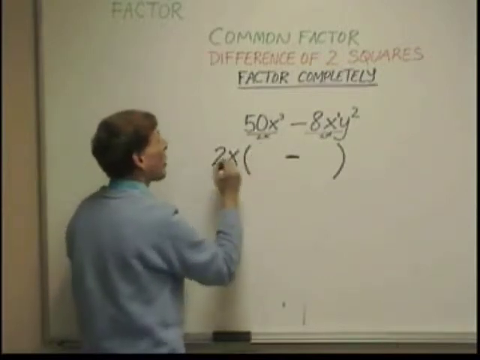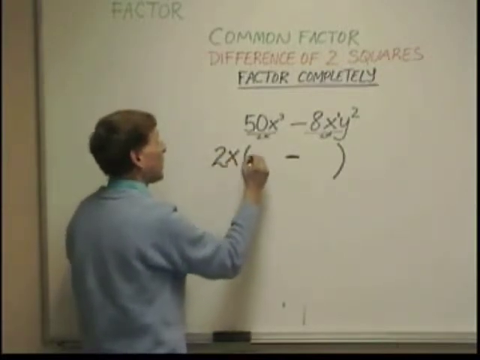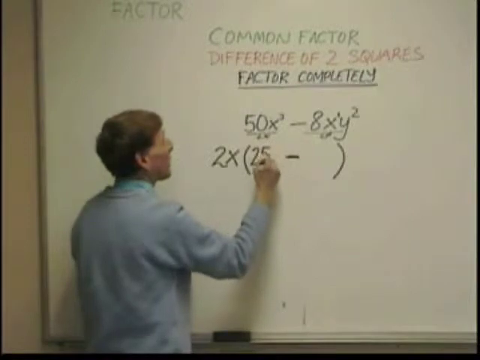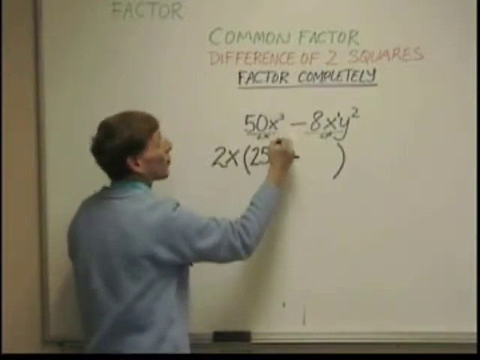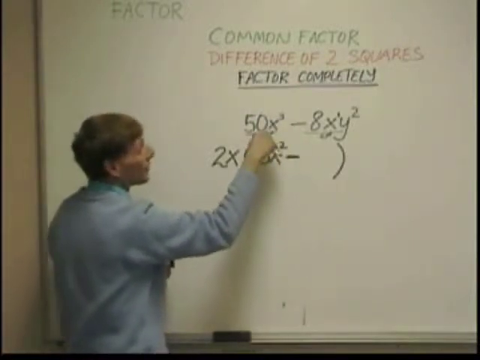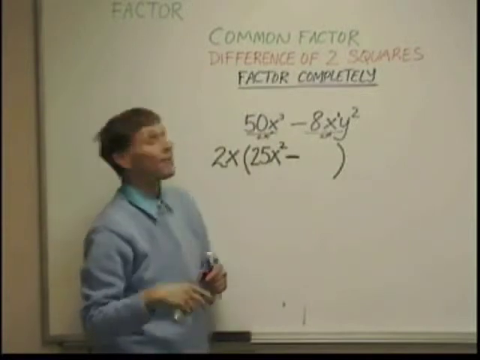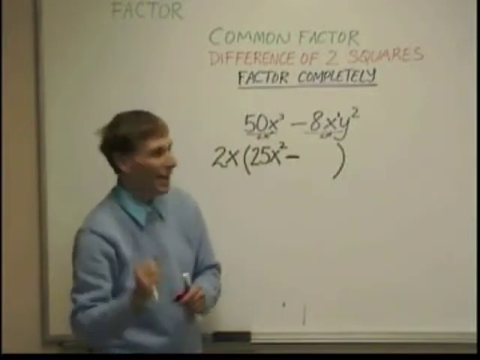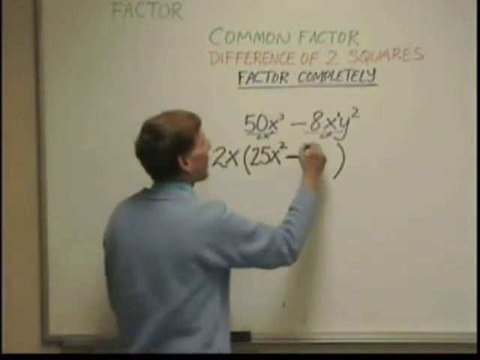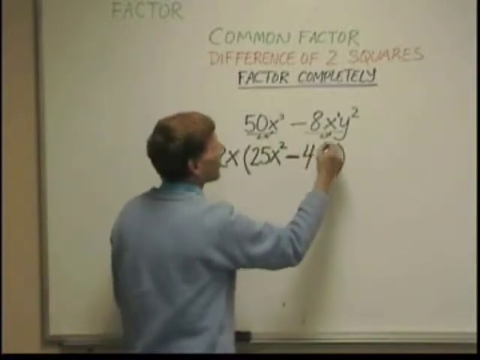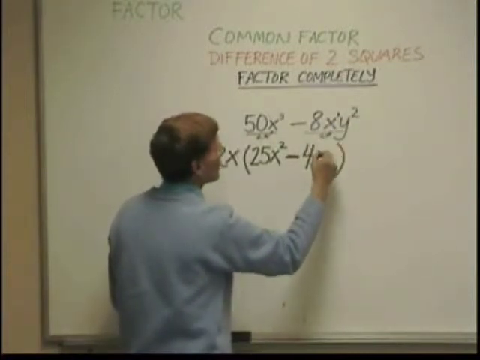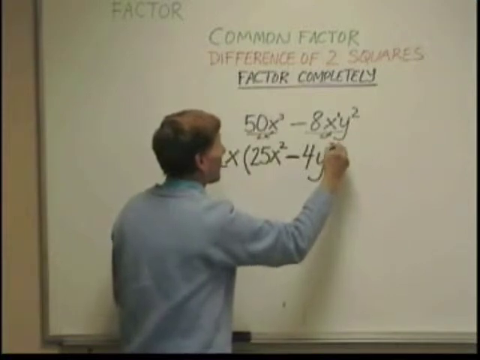And when I divide by the 2x, I'm left with 25x squared, because this reduces by 1. When you divide exponents, you subtract. Remember that. And here I have minus 4. The x's cancel. y squared.